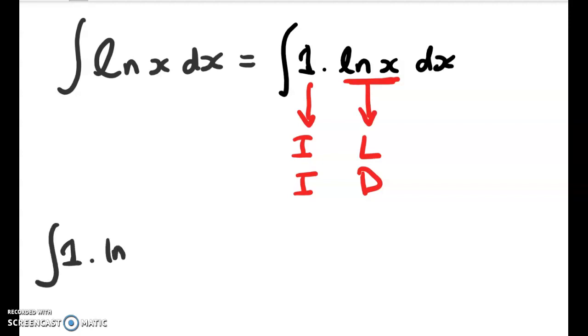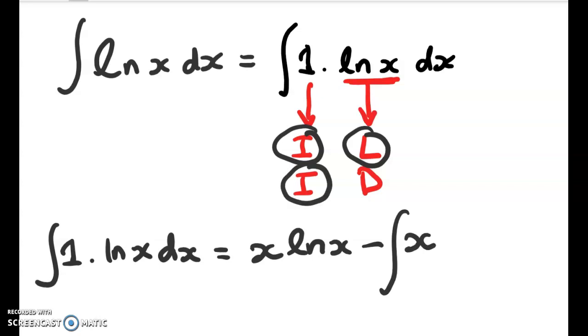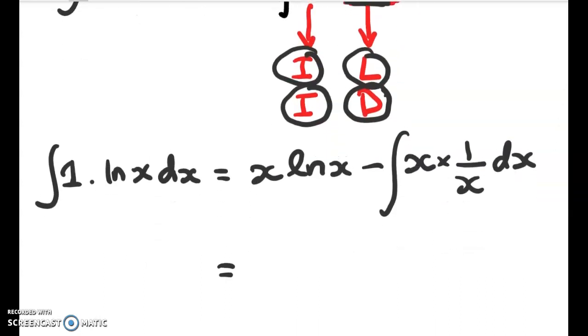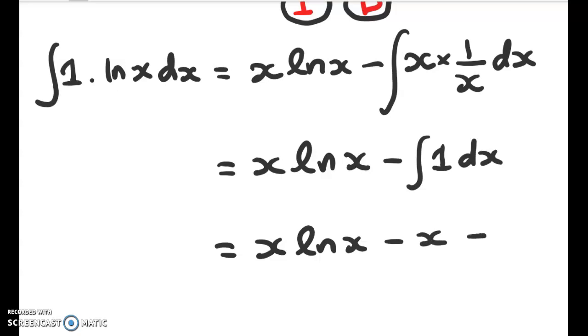Well, we've got 1 times the log of x dx is equal to x, integrating the 1, times the log of x, minus, integrating the 1 gives us x, but this time we differentiate the log of x, and we get 1 over x dx. And you can see that that's simplifying down really well. We get x log x minus the integral of just 1 times dx, which gives us x log x minus x plus c.